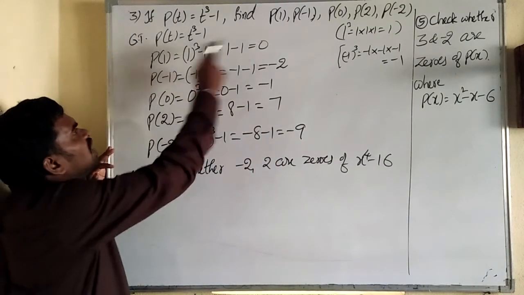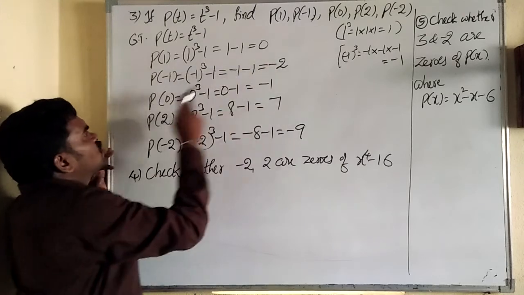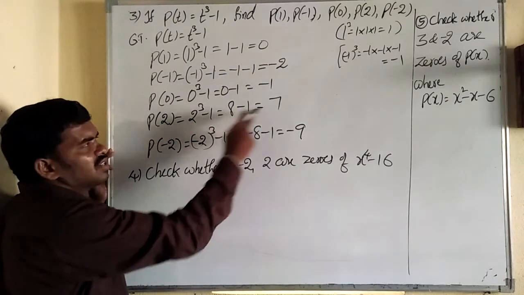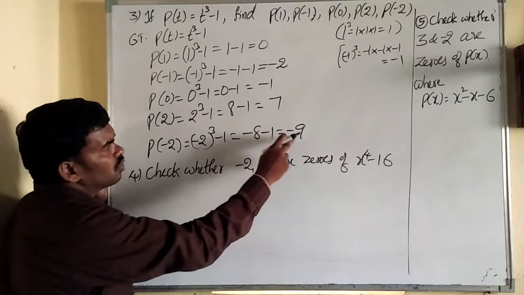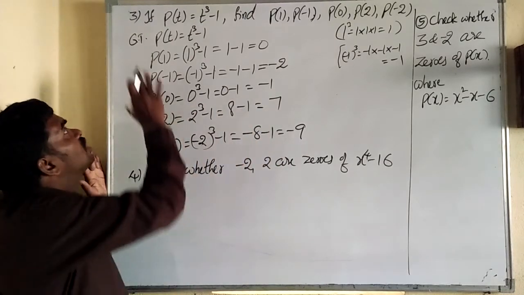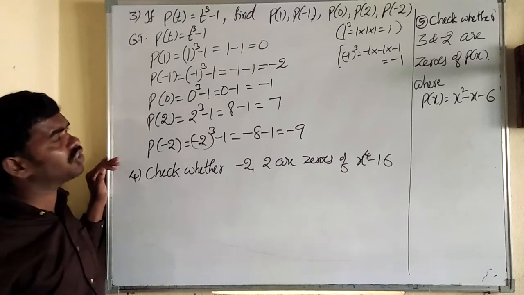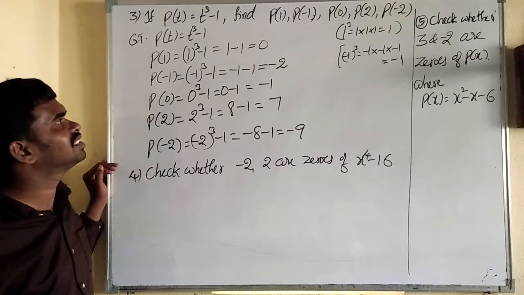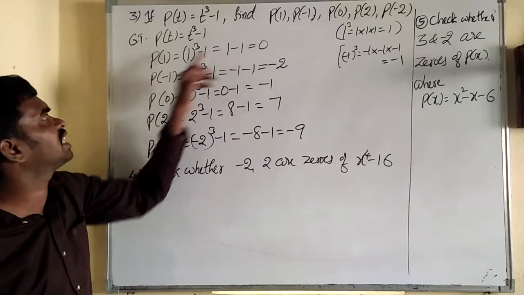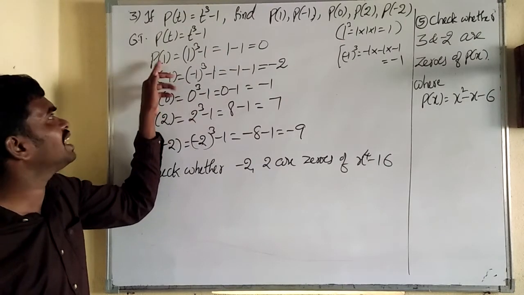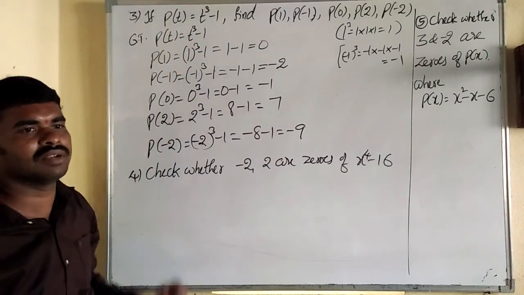So P of 1 has value 0, P of -1 has value -2, P of 0 has value -1, P of 2 has value 7, P of -2 has value -9. This is the solution of the third question. Can you say what is the zero of this polynomial? Yes, when the answer is 0, we get 1. So 1 is the zero of this polynomial.